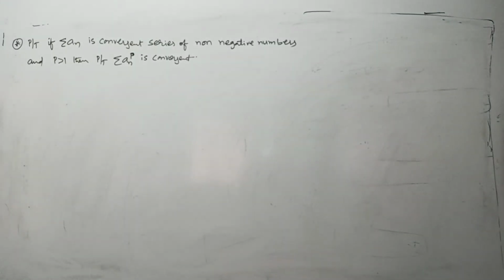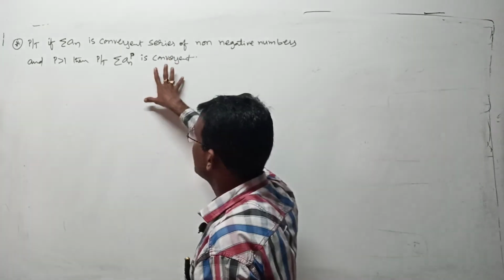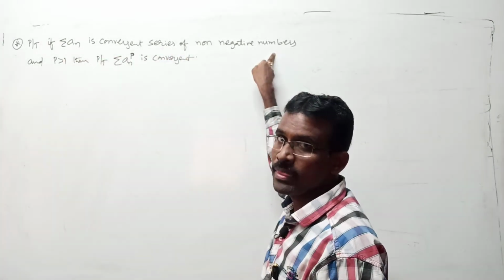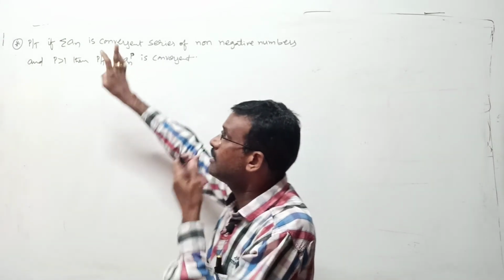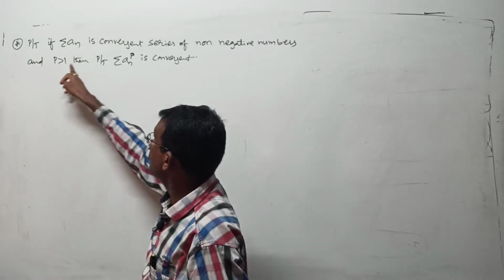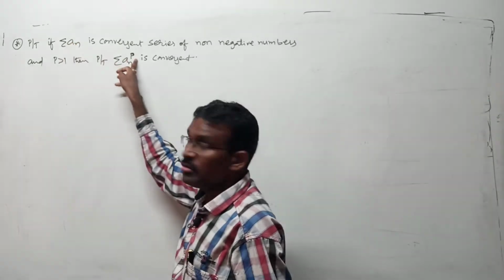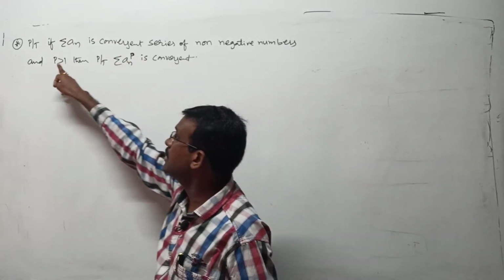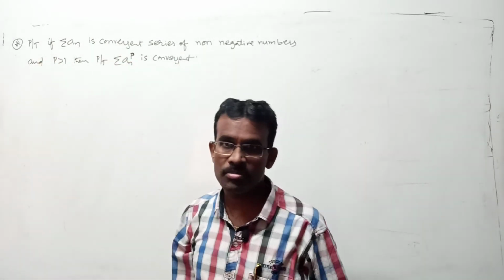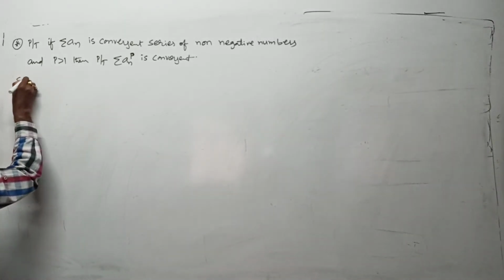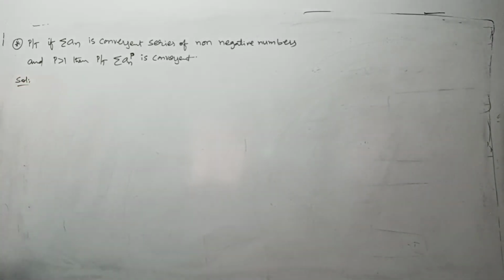Look here. The meaning is that sigma an is a convergent series of non-negative numbers, which means there is no negative term in sigma an. And whenever p is greater than 1, let us form an power p. Whenever sigma an is convergent, sigma an power p is also convergent, under what case? p is greater than 1. That condition we have to show. This is your prescribed book question. They may ask it in the short answer type section.